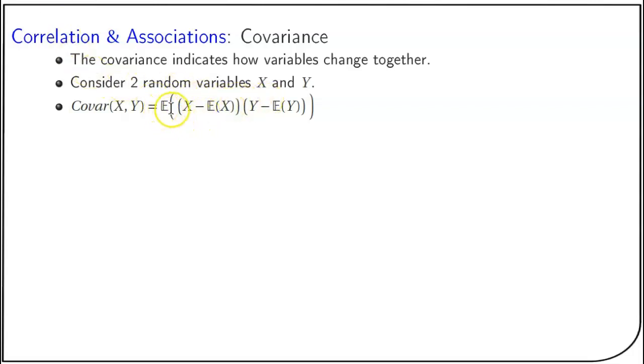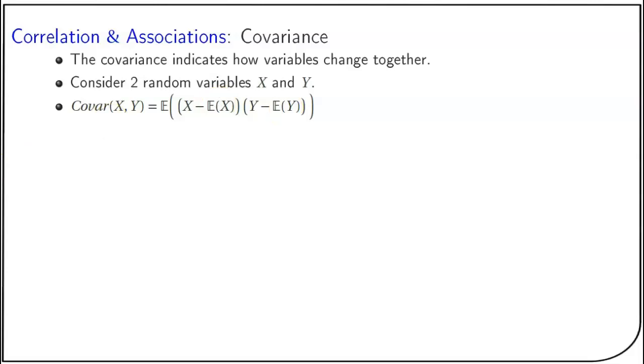In this expression, capital letter E represents the expected value or the mean. For example, E of x here is the expected value of x, or the mean of x. So what this expression tells us is that the covariance of x and y is given by the expected value of the product of two quantities. The first quantity being x minus its expected value, and the second one being y minus its own expected value.